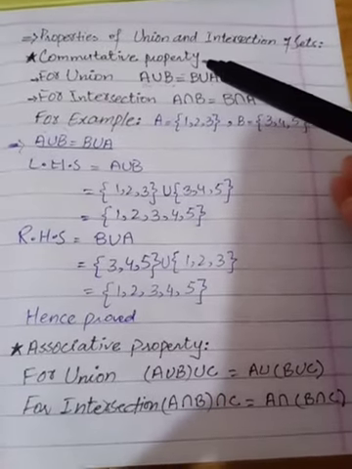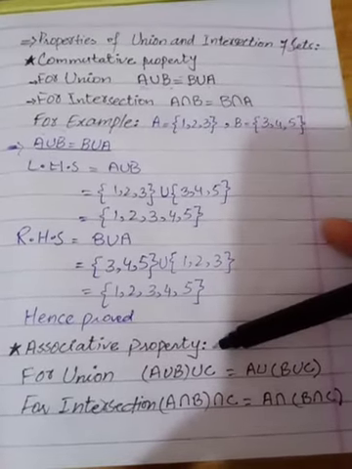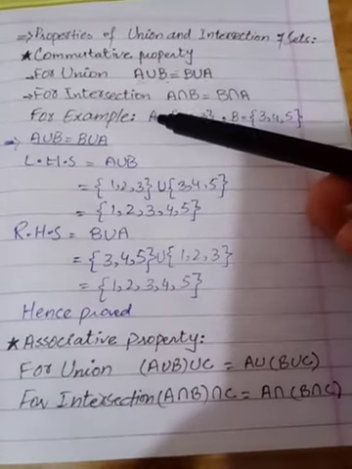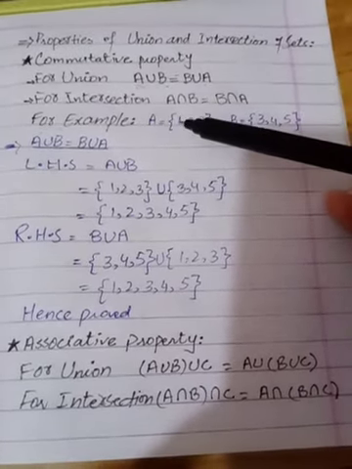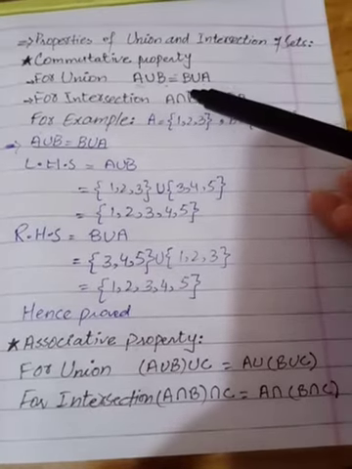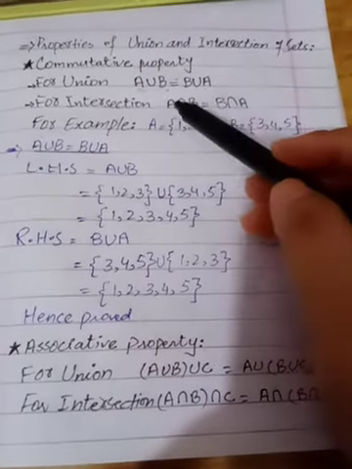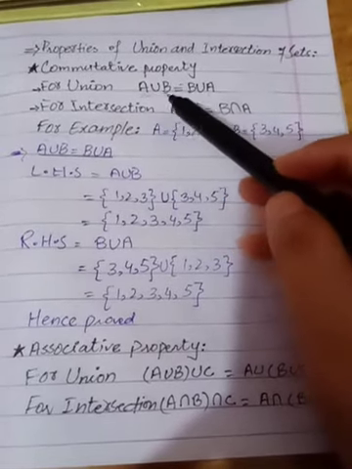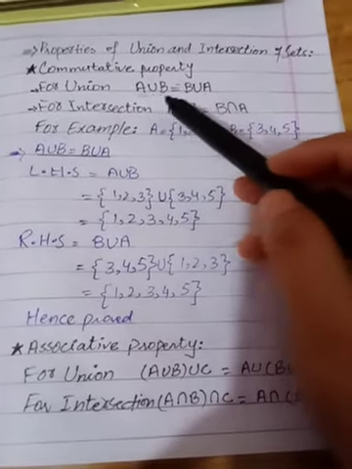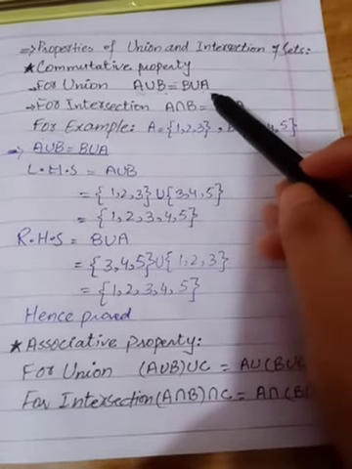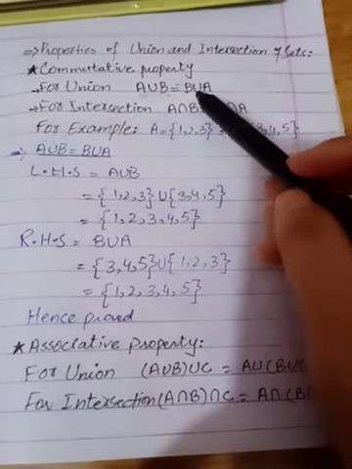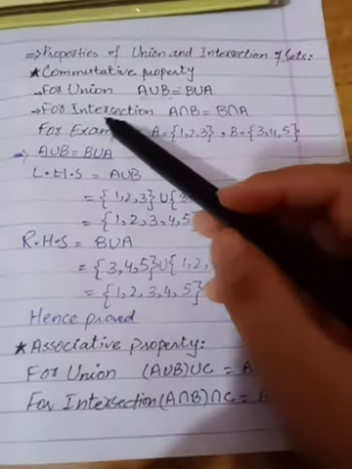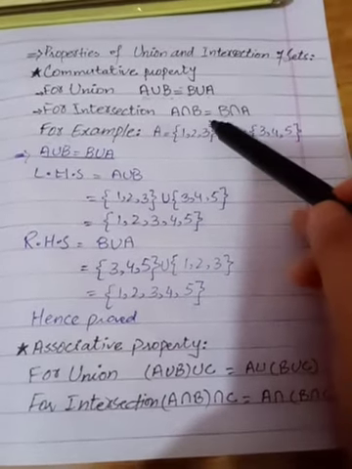Here are two properties: the commutative property and the associative property. The commutative property for union and intersection says that the order of the sets in which we do the operation does not change the result. As you see, the order of the operation is changed, A union B is equal to B union A, but the result is the same. The result is equal, and the same holds for intersection.